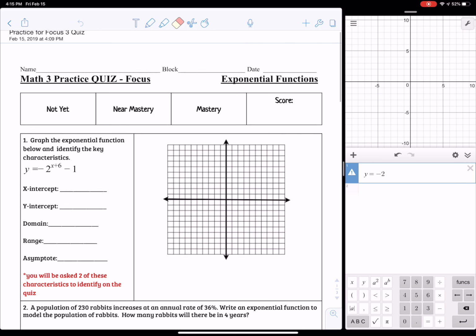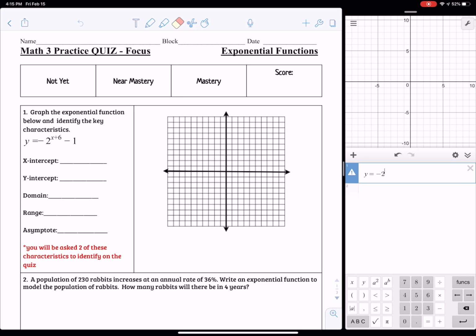Let's take a look at your practice quiz for Focus 3 on exponential functions. Number 1 says for us to graph the exponential function below and identify the key characteristics. On your quiz on Tuesday, you're going to be asked to identify 2 of these key characteristics. I'm not going to tell you which ones they are. I just want to review all of them with you so you'll be prepared.